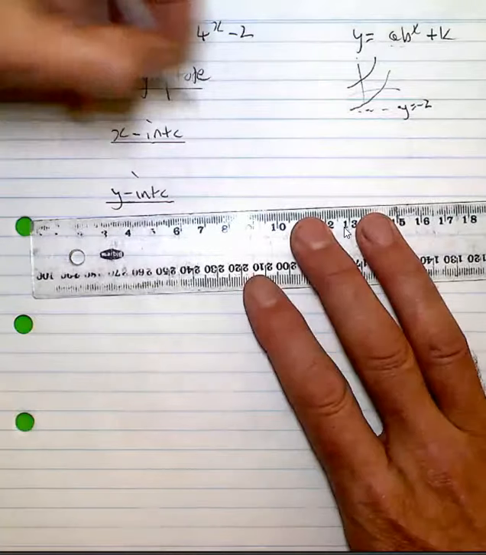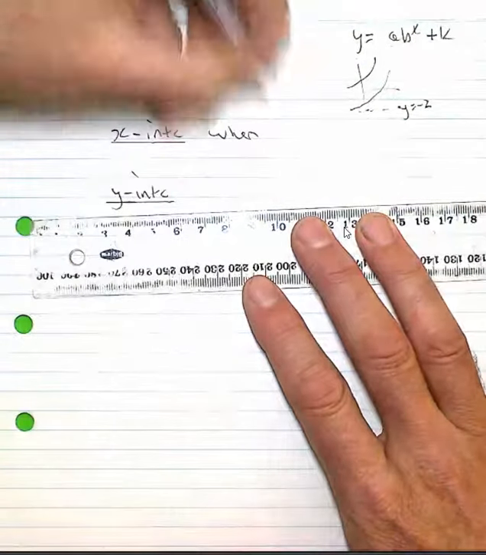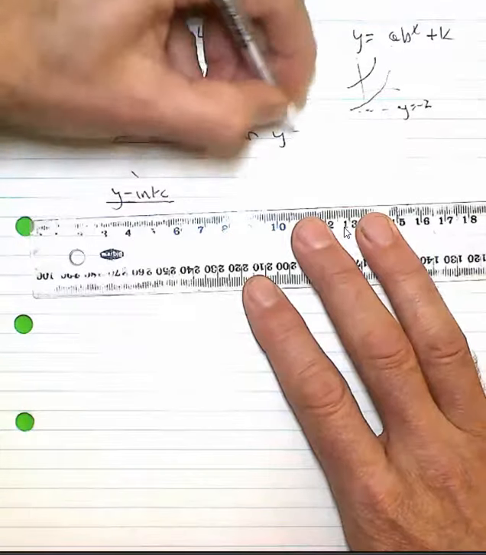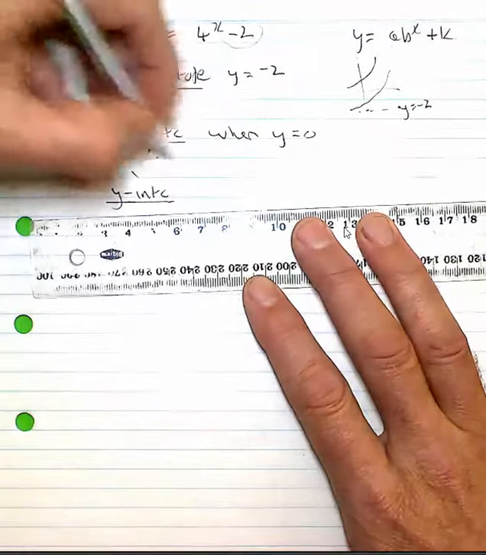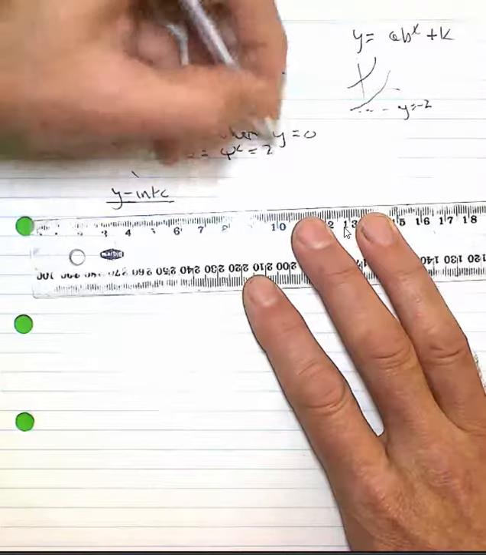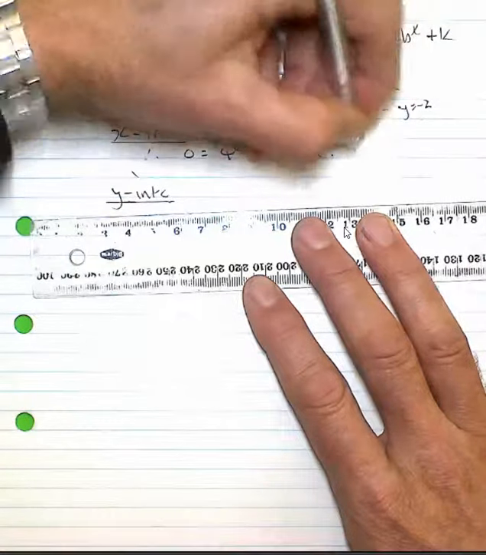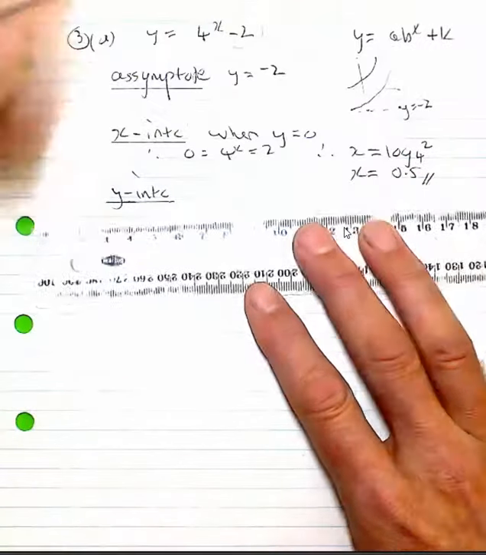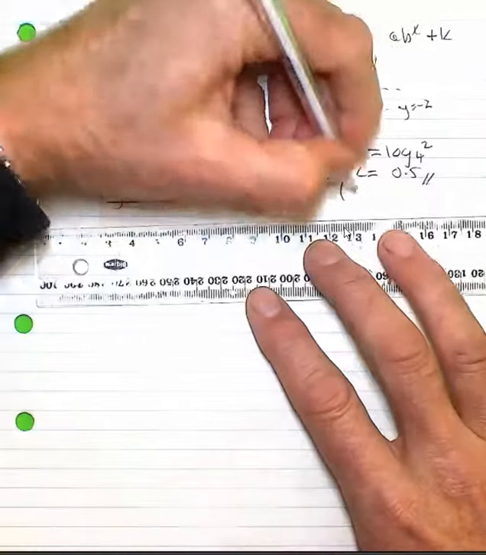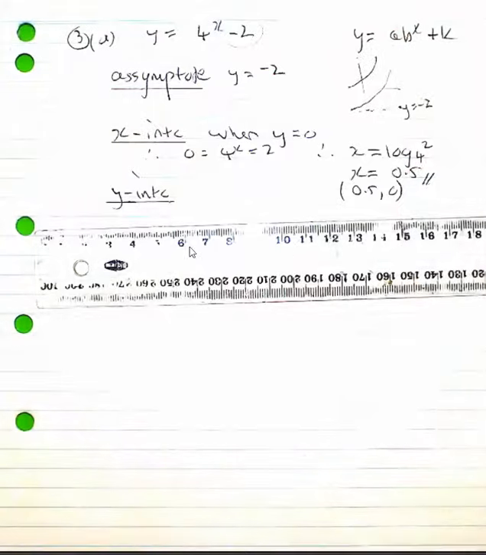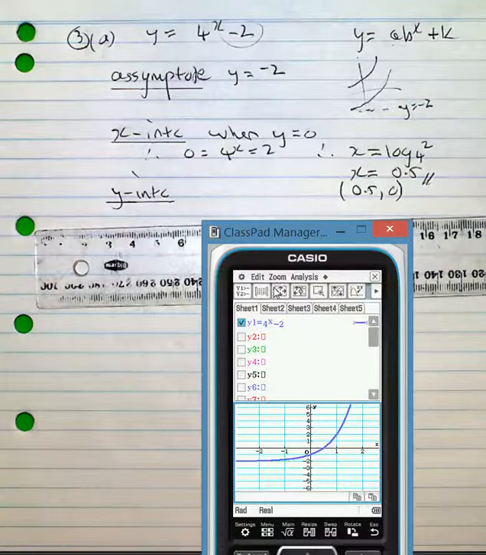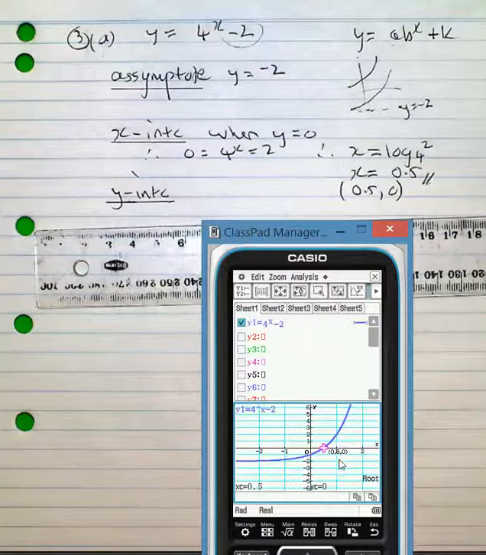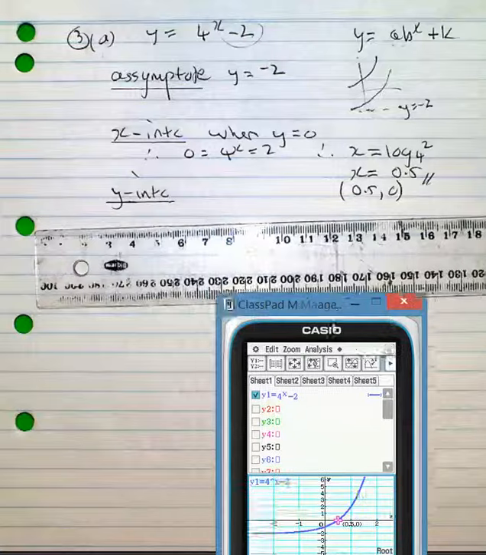So the x-intercept, because it crosses the x-axis, occurs, I better write that down, -2. That occurs when y is equal to 0. So therefore 0 equals 4 to the power of x, minus 2, so 4 to the power of x is equal to 2. And that works out being x is equal to log 2 to the base 4, which you can do on your calculator, 0.5. So I've got the point 0.5, 0, and that's pretty much what my graph says. If you want, analyze, choose solve, root, and you can see the point 0.5, 0.